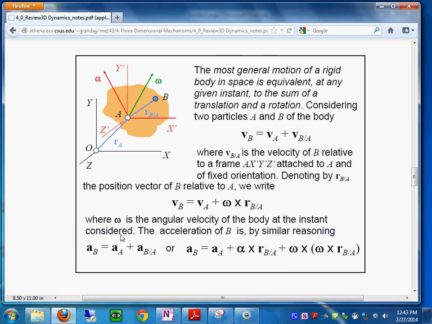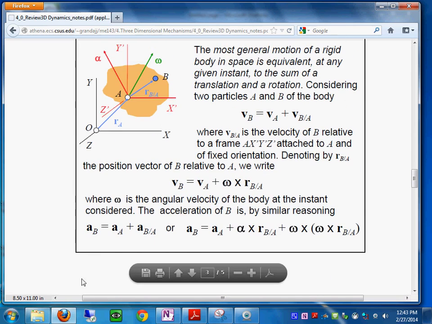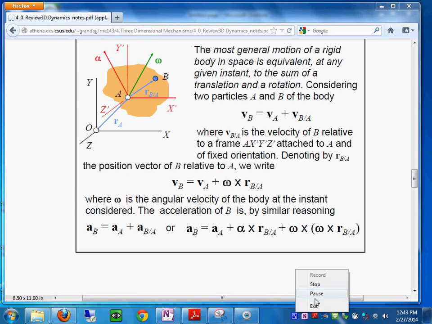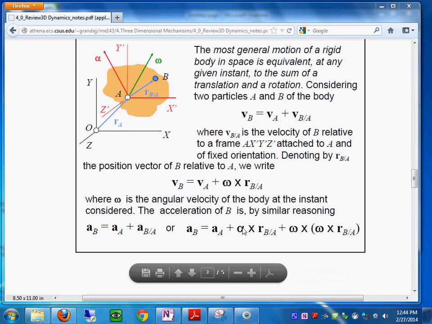Good question. Is it rotating about point A? Or is it just rotating? What is important here is that the velocity of B is the velocity of A plus omega cross RBA. RBA means R of B with respect to A. Okay?